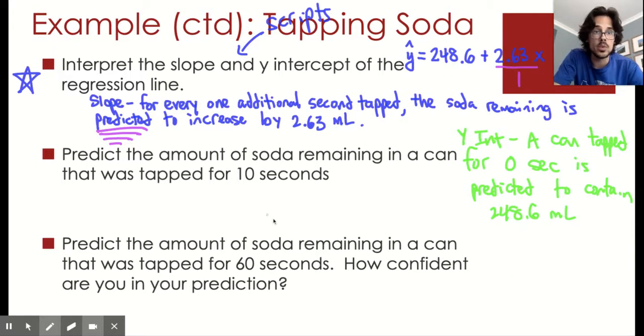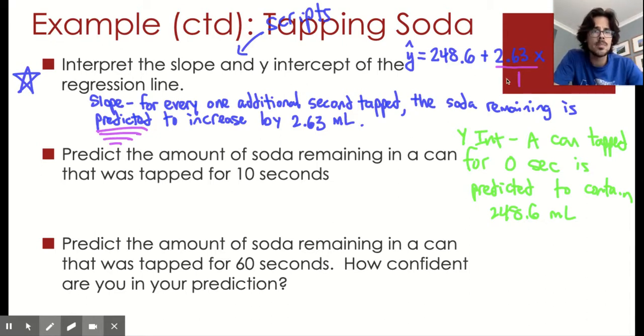When you do these interpretations, the word predicted, you are going to forget it if you're not careful, and you will lose credit. You'll get only half credit if you forget that word. It's really important when you talk about interpretations that you include the word predicted. AP is very strict about that, okay? So it's predicted that our soda will go up by 2.63 milliliters for every extra second you tap it.